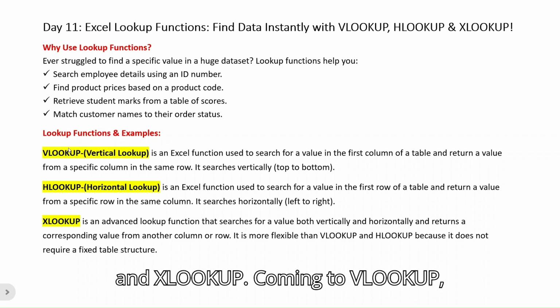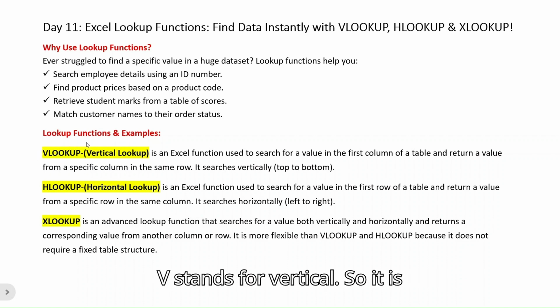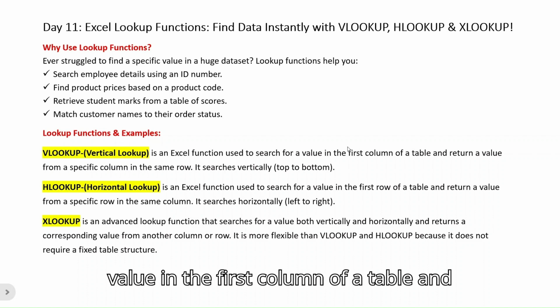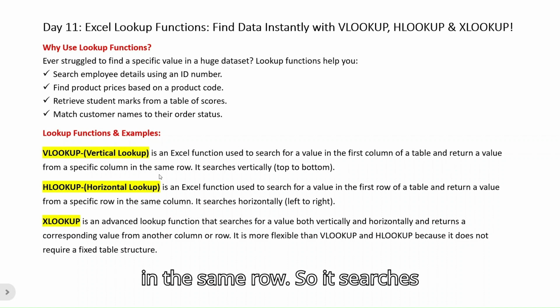Coming to VLOOKUP, V stands for vertical. It is an Excel function used to search for a value in the first column of a table and return a value from a specific column in the same row. So it searches vertically, that is top to bottom.